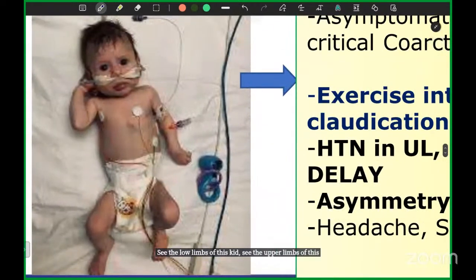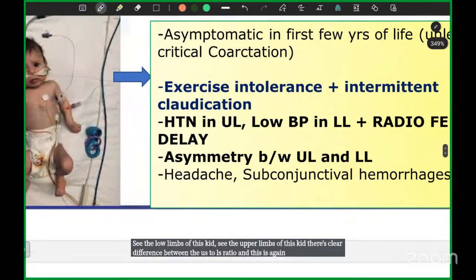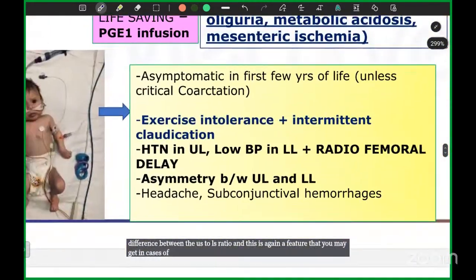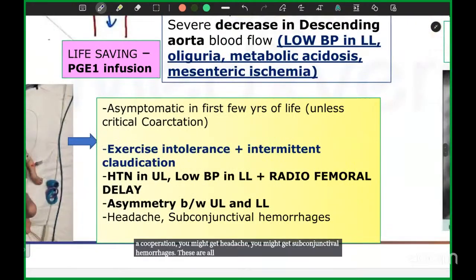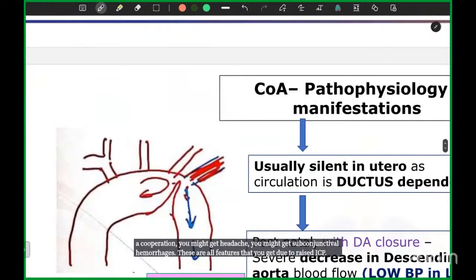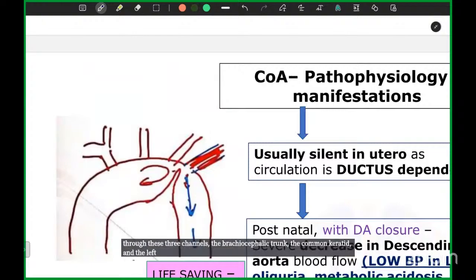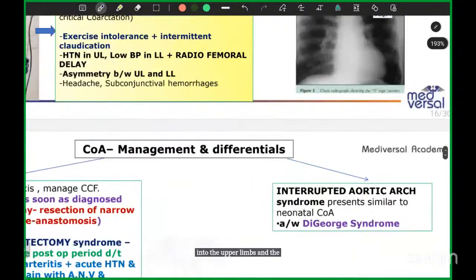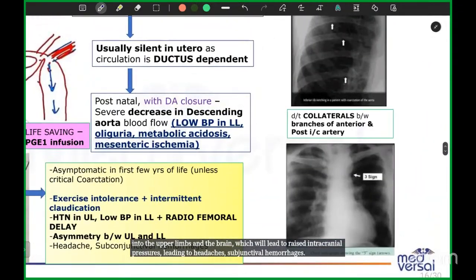There's a clear difference between the US to LS ratio, and this is again a feature that you may get in cases of coarctation. You might get headache, you might get subconjunctival hemorrhages. These are all features that you get due to raised ICP. Why raised ICP? Because through these three channels, the brachiocephalic trunk, the common carotid, and the left subclavian, a pool of the blood is almost going into the upper limbs and the brain, which will lead to raised intracranial pressures, leading to headache, subconjunctival hemorrhages.